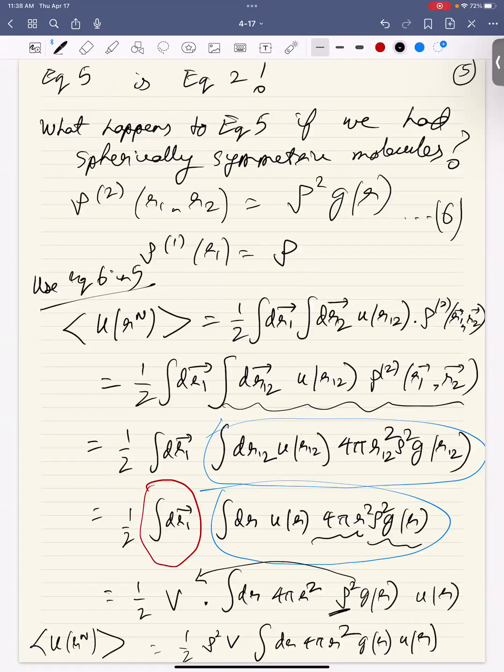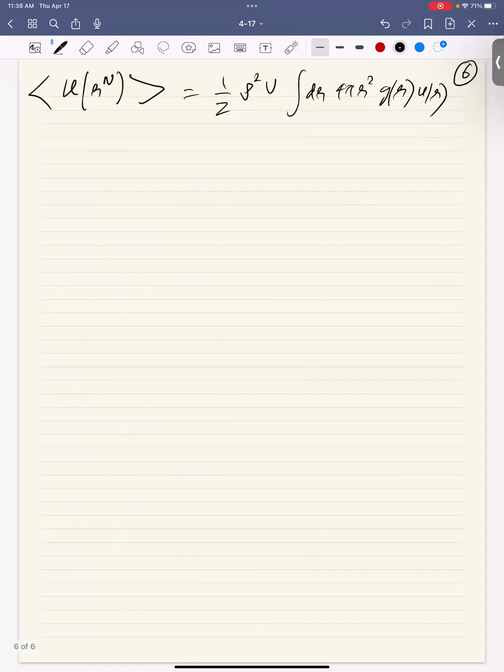Okay, what is the value of rho multiplied by V? What is rho? Rho is n divided by V. So rho multiplied by V is n. So rho square V is equal to rho multiplied by rho V, which is equal to rho n.